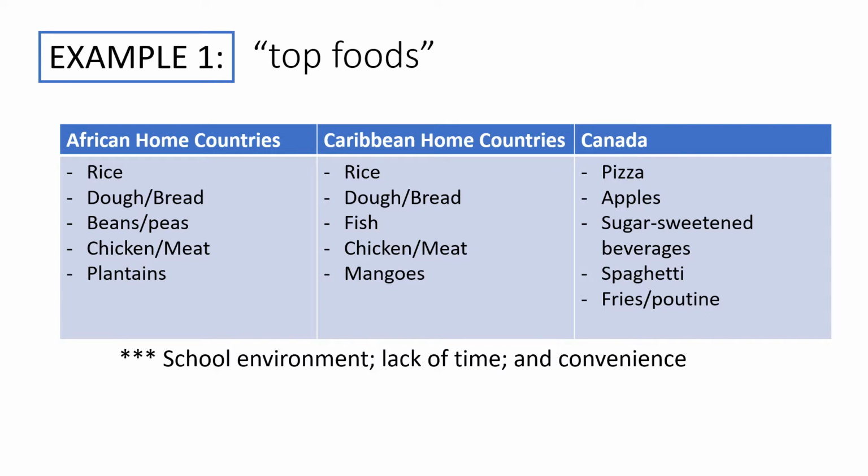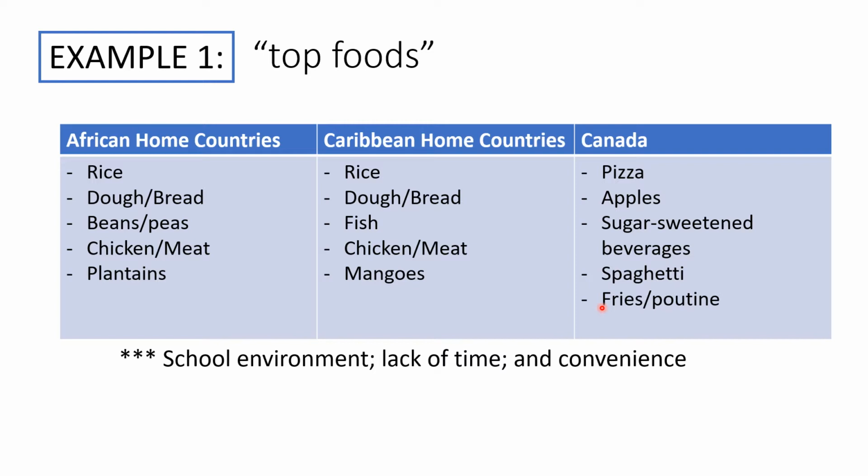What is really important to mention is that just through these visuals themselves, the researchers were able to categorize the types of foods, or the top foods, that children were eating. In the African and Caribbean homes, we have rice, which is very common, and dough and bread, and lentils and peas. And what is really interesting is that on the Canadian side, we have more of the processed foods that are a little bit more popular. We have the pizza, we have the sugar-sweetened beverages, we have fries, poutine, etc.